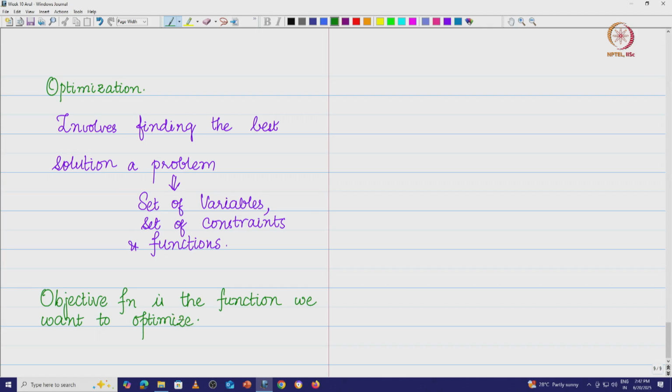The function we want to optimize, okay, and the set of variables. Let me put it a bit more clearly. This optimization can be maximizing or it could be minimizing, right? It could be maximize or minimize the objective function. That is the goal, that you want to maximize or minimize. And you have what are called decision variables.